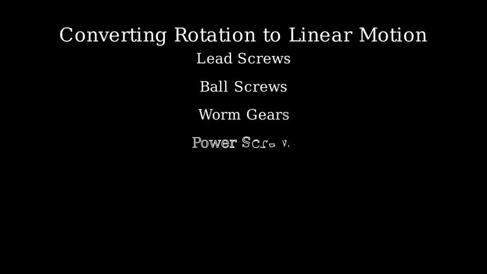Today we'll learn about how modern CNC machines convert rotational motion into linear motion. Let's explore the different mechanisms used and see why ball screws are the preferred choice. There are several common mechanisms used to convert rotational motion to linear motion: lead screws, ball screws, worm gears, power screws, and rack and pinion systems.